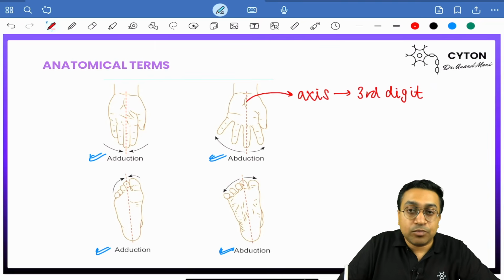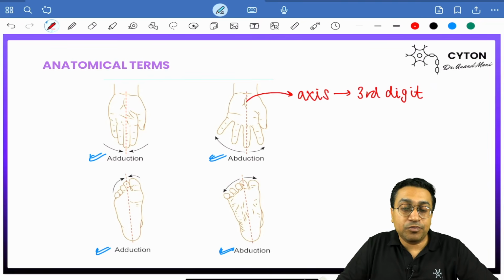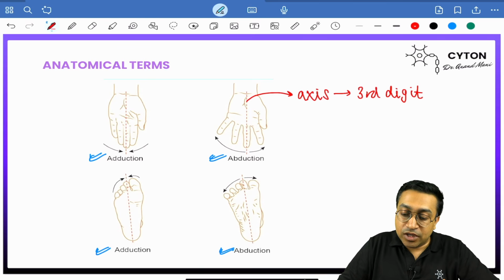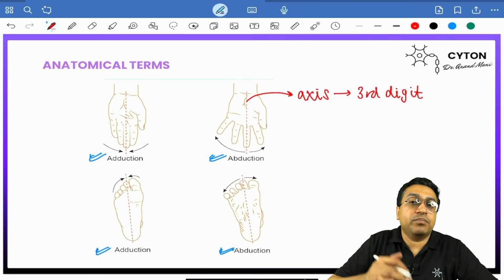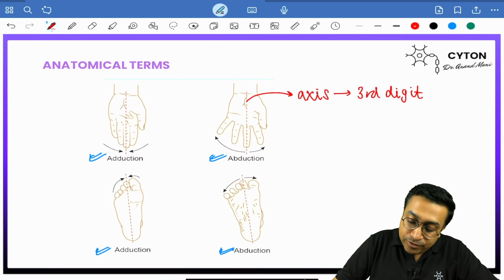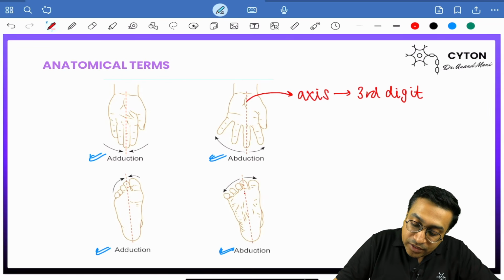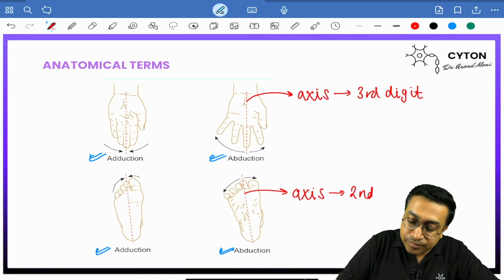Okay, now welcome to MBBS. We don't use the words middle finger, ring finger and all those. We are using the word digits: first digit, second digit, third digit. That is a better terminology. Okay, you should be aware of this. And here the foot axis is different. The axis for the movement, that is the second digit.